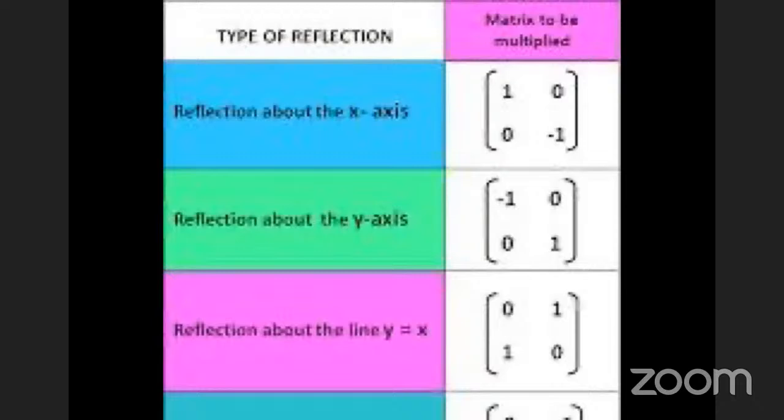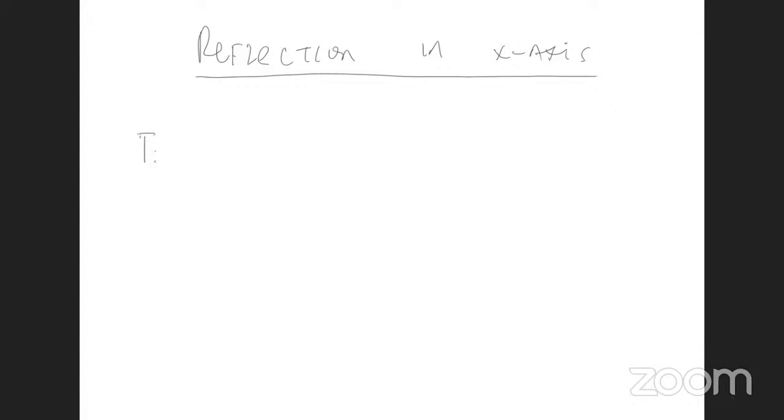Right, how do we use this now? Let's take a look at reflection in the x-axis first. How's the matrix again? Let's call the matrix T. The matrix was 1, 0, 0, minus 1.